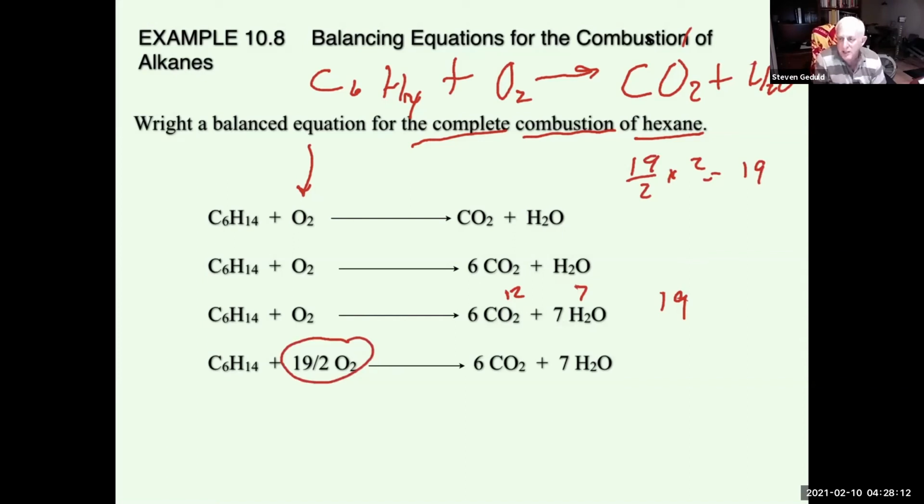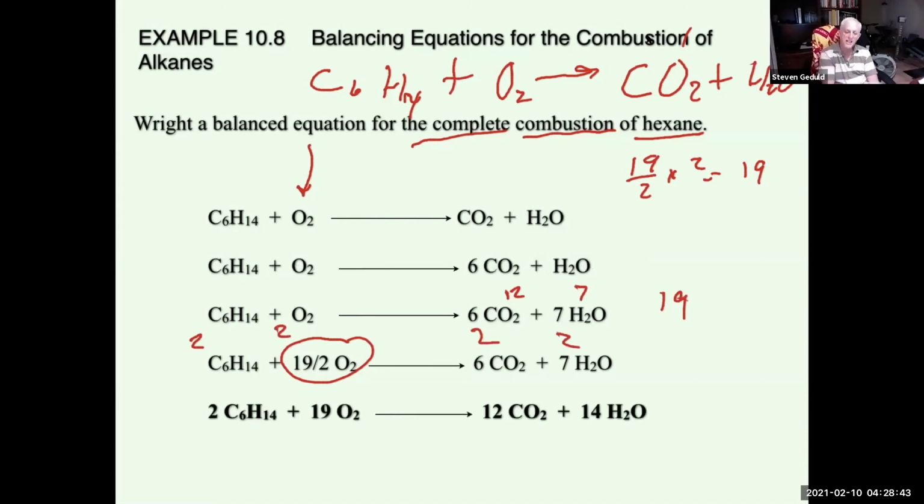Now I can't leave it like that. I just use that as an iterative step to show me what I can balance. So now I multiply everything by 2 to get rid of the 2. So I multiply this by 2, multiply this by 2, multiply this by 2, multiply this by 2. So I end up with 2 hexanes, 19 oxygens, 12 CO2s, and 14 waters. And that's my balanced equation right there.